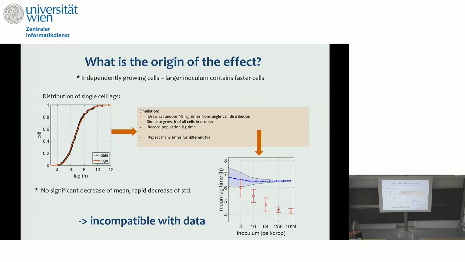Again, for example, let's take the 64, okay? I simulate 300 times a droplet that starts with 64, and 64 times I draw from this distribution, and then over these 300, I have a mean and a variance, okay? All right, so this is clearly not a good description.